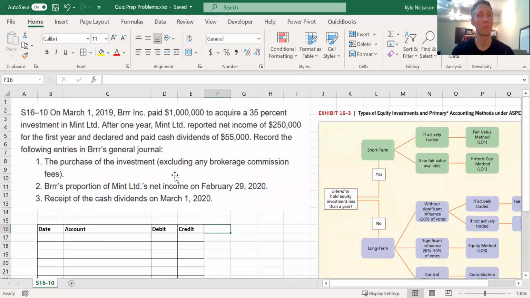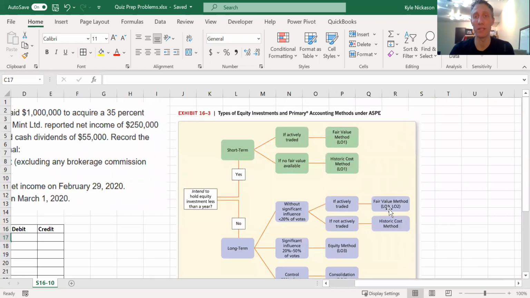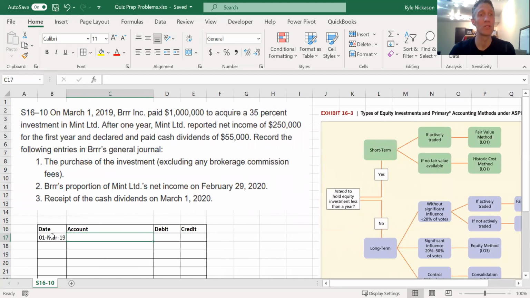So the very first one, the purchase of investment. This investment was made on March 1st, 2019, so I'm going to date my journal entry accordingly, and they paid $1 million. Regardless of whether we're using the fair value method or the historic cost method or the equity method, the actual journal entry of acquisition is going to be the same. It doesn't change until later on.